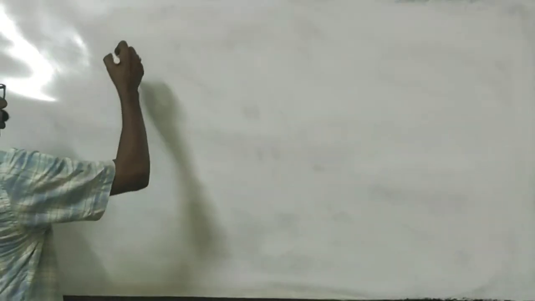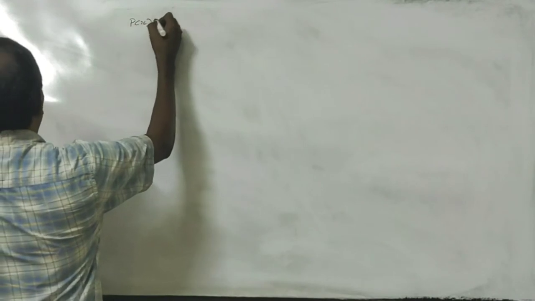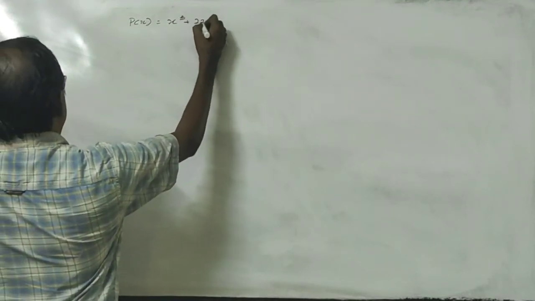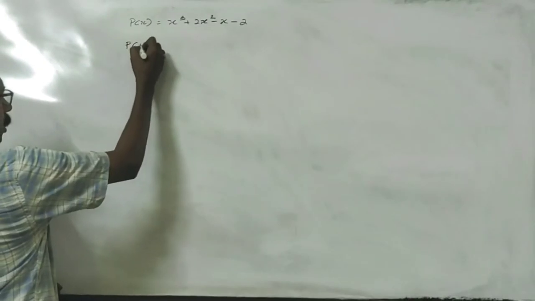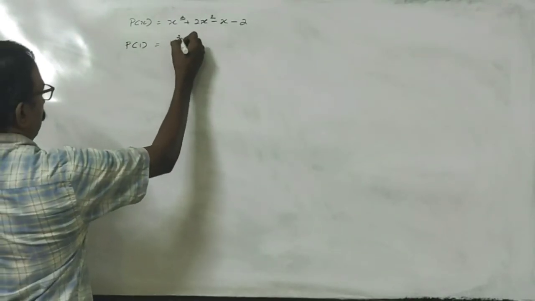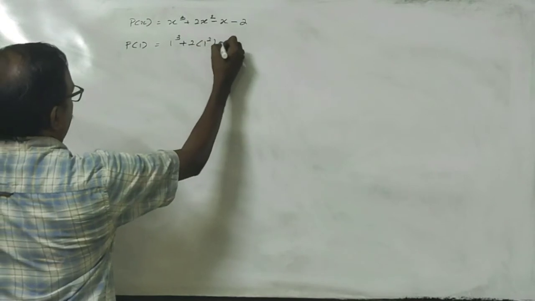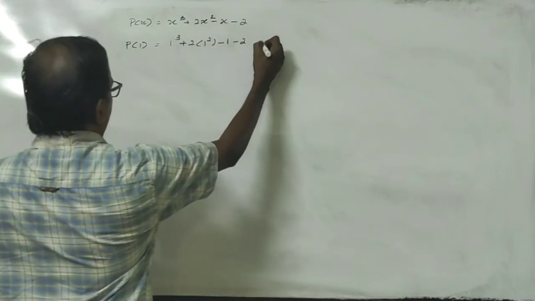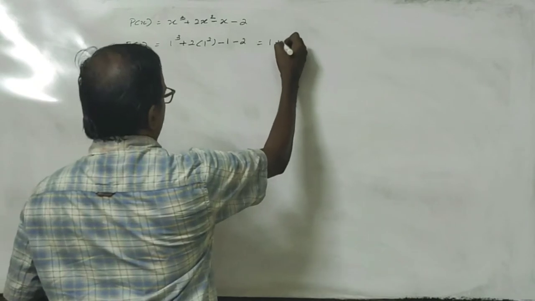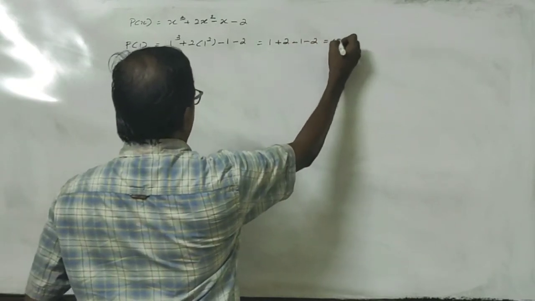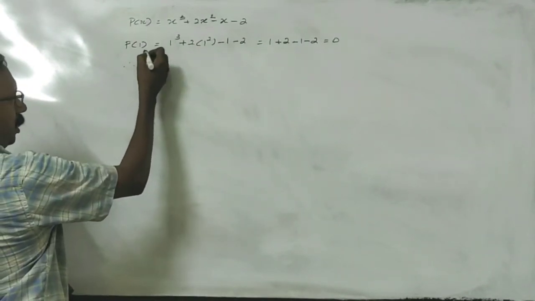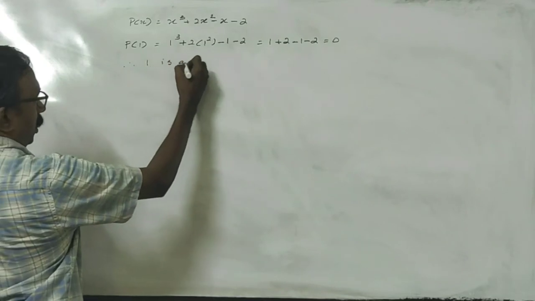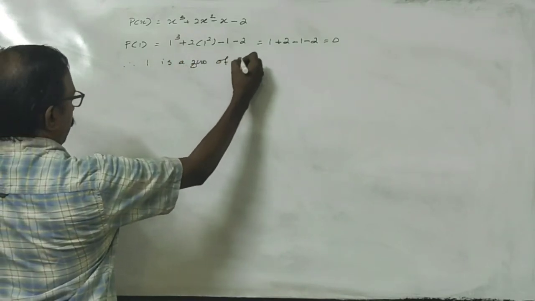Let the cubic polynomial p of x be equal to x cube plus 2x square minus x minus 2. Now find p of 1. 1 cube plus 2 into 1 square minus 1 minus 2, that is 1 plus 2 minus 1 minus 2, that is equal to 0. Therefore 1 is a zero of p of x.